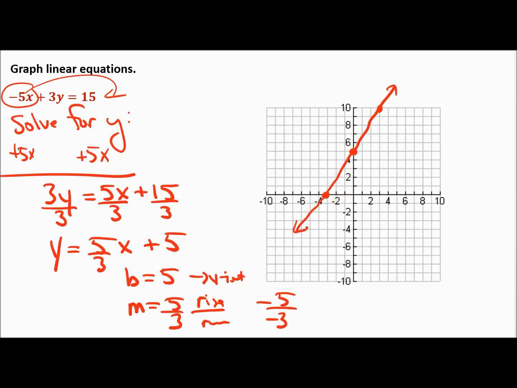So the point of this problem is to show you that if your problem is not in slope-intercept form, which is what y equals mx plus b is called, then you need to isolate the y by solving for y, and then you can determine your y-intercept and your slope from your equation.